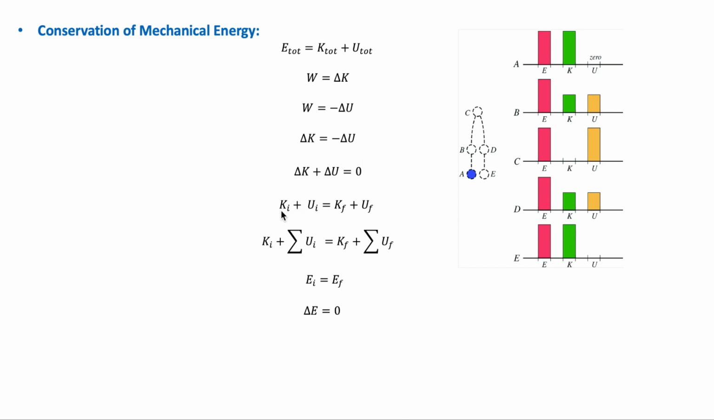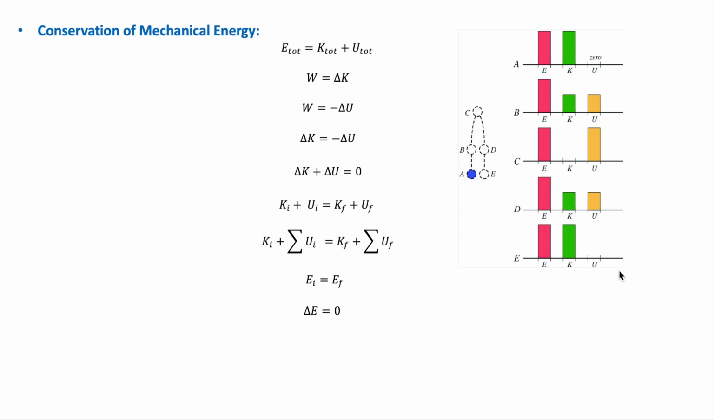So we may write this as K initial plus U initial is equal to K final plus U final. And if there is more than one internal conservative force, then there is a potential energy associated with each force, okay? So this is the total initial mechanical energy of the system, and this is the total final mechanical energy of the system. So E initial is equal to E final, and so delta E is equal to 0. So this shows that for an isolated system in which only conservative forces act, the total mechanical energy of the system remains constant, okay? So the change in the total mechanical energy is 0.